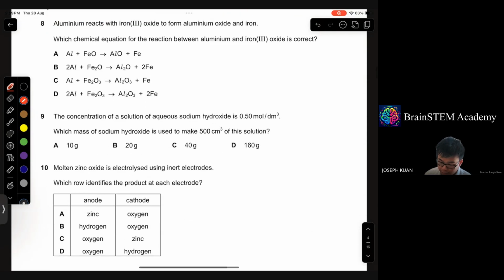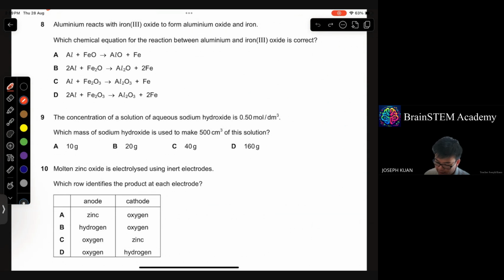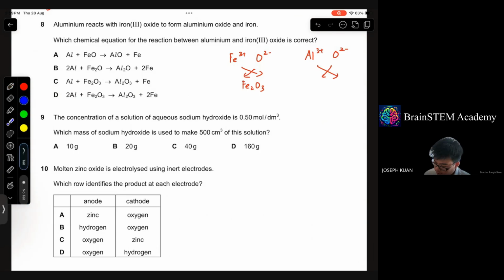Next, aluminium reacts with iron(III) oxide to form aluminium oxide and iron. Which chemical equation for the reaction between aluminium and iron(III) oxide is correct? Now, to construct the chemical formula, we must know the oxidation numbers of the ions. And that gives us Fe2O3 by doing this swapping method. This is how we find the ionic formula. Same goes with aluminium, which has a 3+ charge, and oxide having an O2- formula. So we get Al2O3. So these are the correct formulae for these two chemicals.